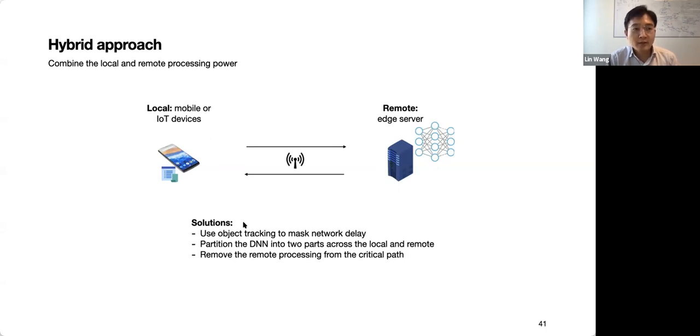And finally, I would like to discuss how we can remove the remote processing from the critical parts of the application. So imagine that you have a lightweight solution running on the mobile device to provide real-time response, but at the same time, you can get some help from the remote server to improve the quality, but the remote server or the network is not in the critical parts of the application. So even if your network connection is lost, you can still rely on the local processing to generate results, right? All right, so let's go through each of those solutions.